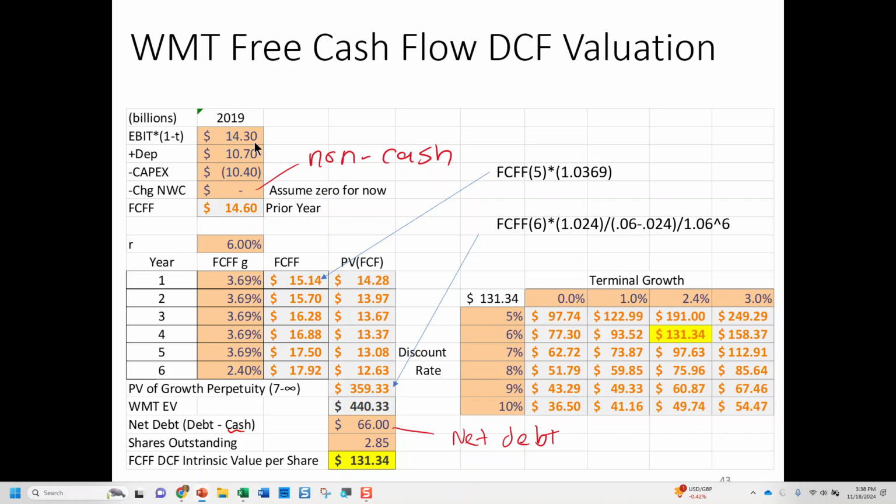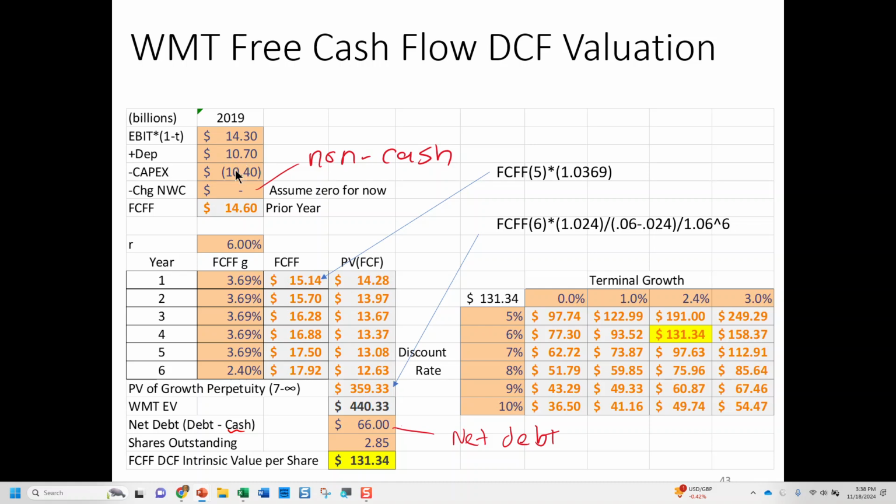What I did is I estimated in 2019 that Walmart had EBIT after taxes of 14 billion, and depreciation and capex of about 10 billion, so you can see they kind of offset each other. Interesting thing about Walmart: in 2019, they weren't really growing very fast. And it's very common to see that when firms are not growing very fast, depreciation is equal to capex. That made me feel better about applying a low growth number and then a growth perpetuity in a few years.